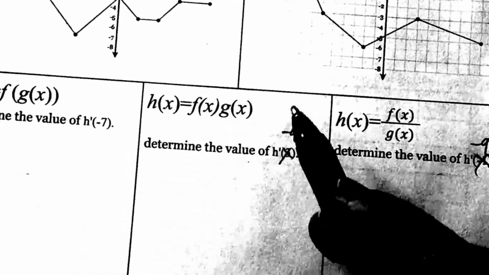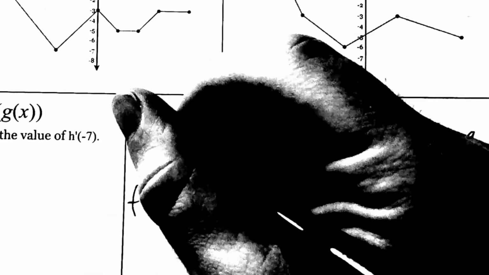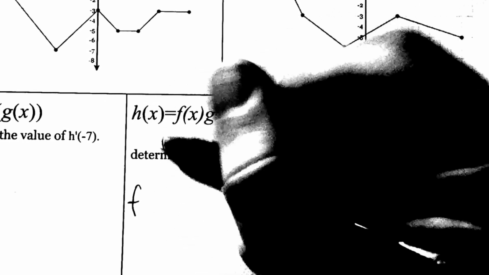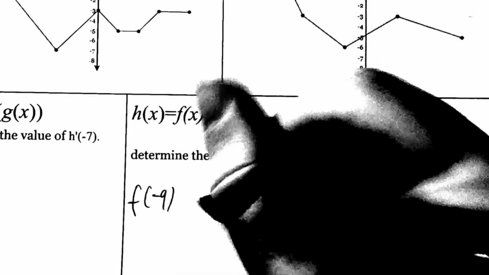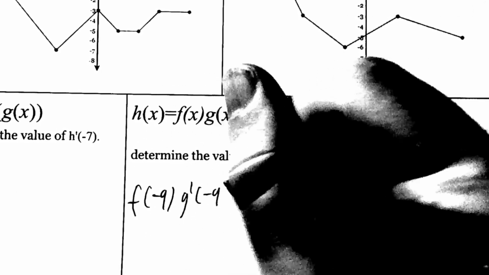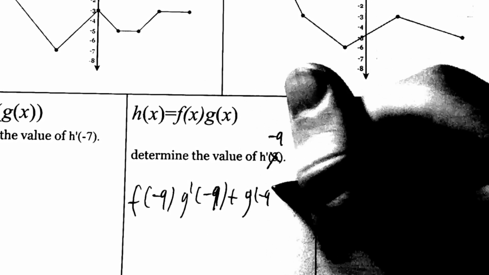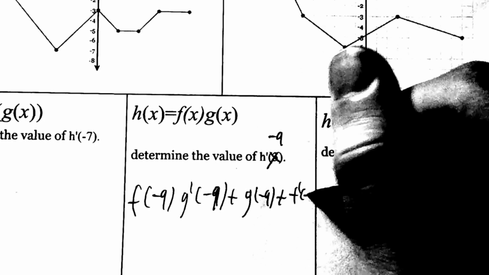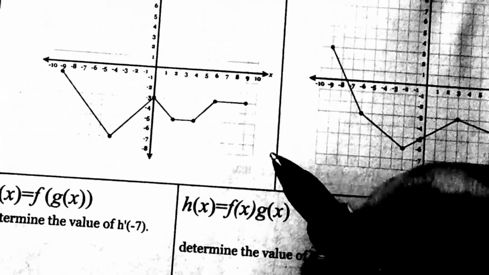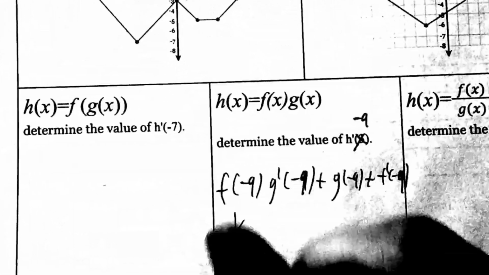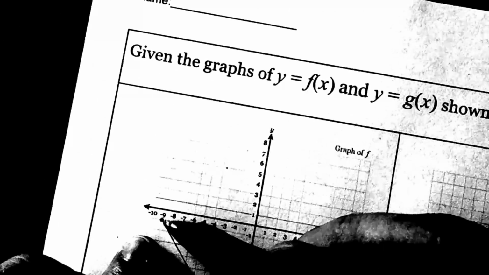So this is product rule. So what you're looking for is the product rule to find the derivative of h of x at negative 9. We want f of negative 9 times the derivative of g at negative 9 plus g of negative 9 times the derivative of f at negative 9. And we're going to go find those values. So f of negative 9, we go to f, we go to negative 9, it's negative 1. You see that when you go to negative 9, the y value is negative 1.